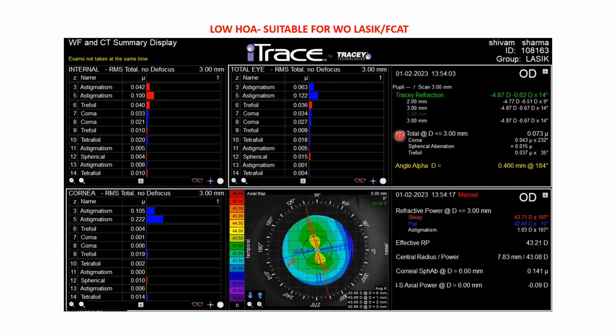And in the EyeTrace also, like I mentioned before, three higher order aberrations are very important, which is coma, spherical aberration, and trefoil. So these three are mentioned separately in each handout of the EyeTrace. So in this patient, the patient has low higher order aberrations. We can go for a traditional wavefront optimized LASIK or an FCAT, which is Q value optimized LASIK. And if say this scan was for a patient who was to undergo cataract surgery, this patient is a good candidate for multifocal IOLs.